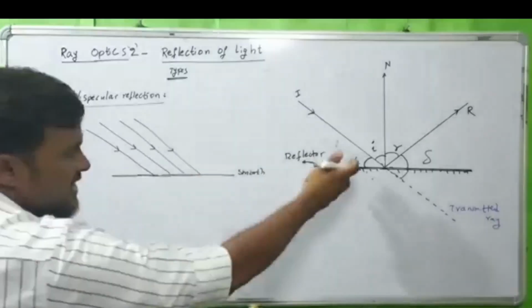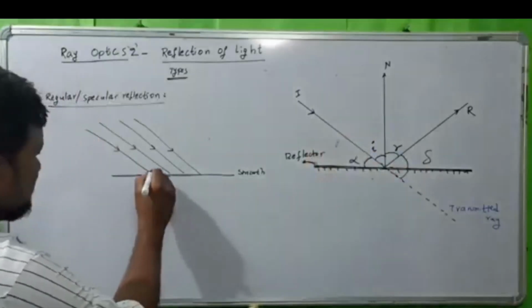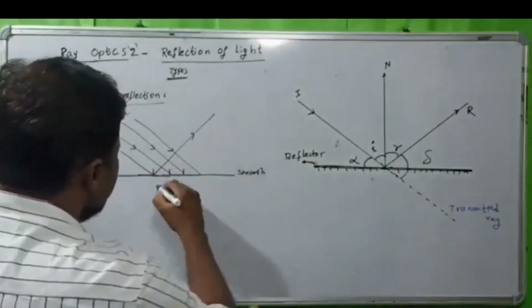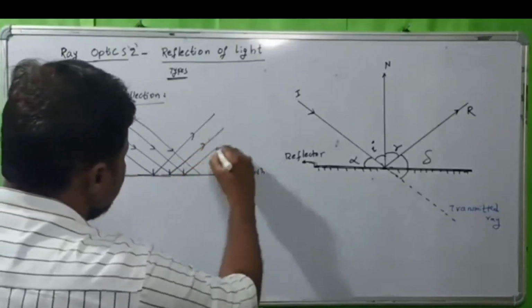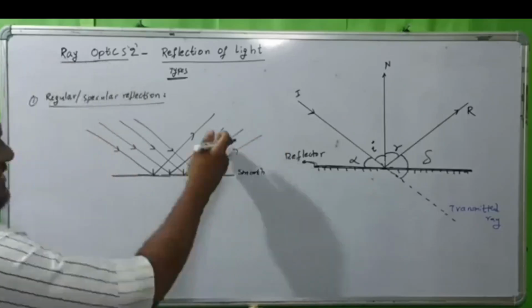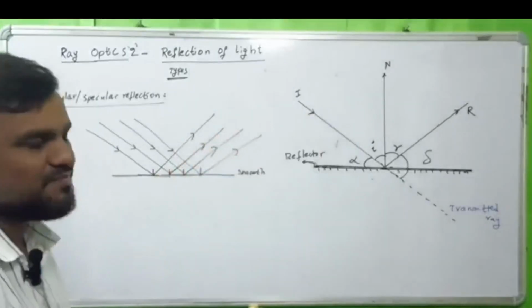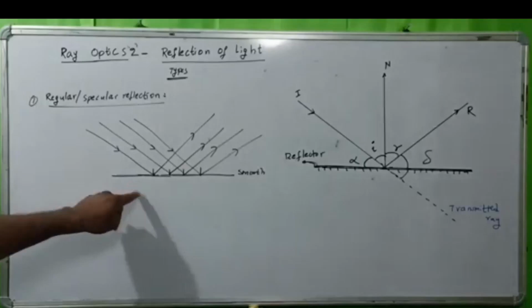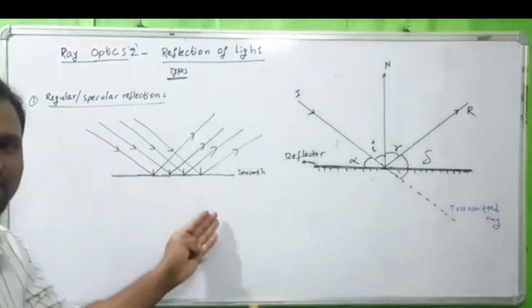We already discussed light follows laws of reflection. Angle I is equal to angle R. From the normal, this reflection takes place, and here also reflection takes place. In this way, we can observe reflected rays also parallel for a parallel beam of light. So if the reflection is as in the diagram, this kind of reflection is known as specular or regular reflection.